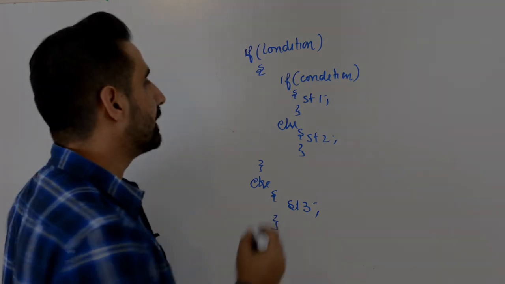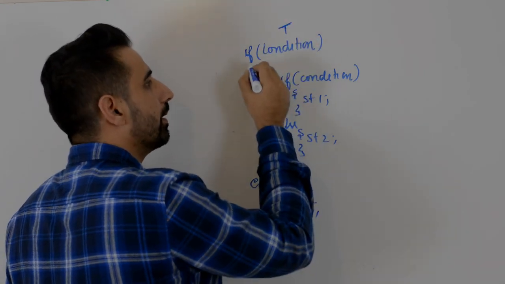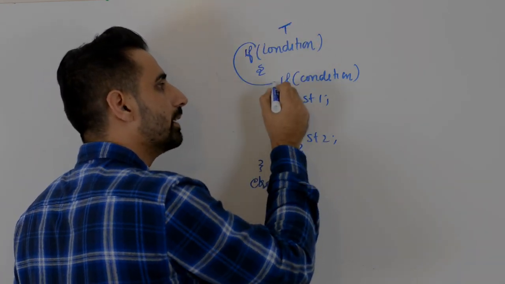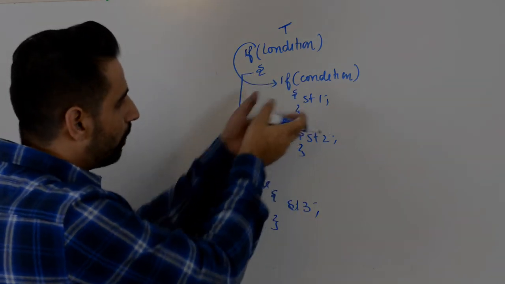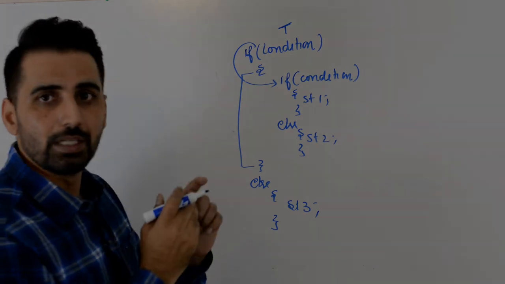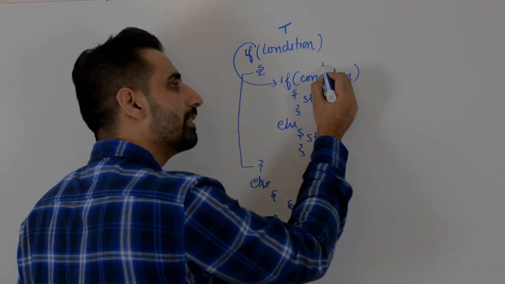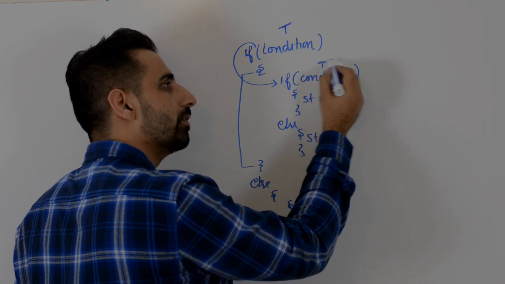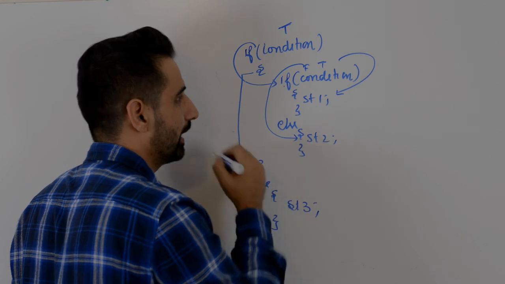So in this one, if you see, if this condition is true, then our control will go inside this if. This is a block for this if. This if else is inside this if. So if the condition is true, then it will go over here and it will check the condition again. If it is true, then statement 1 will execute. If the condition is false, then statement 2 will execute.